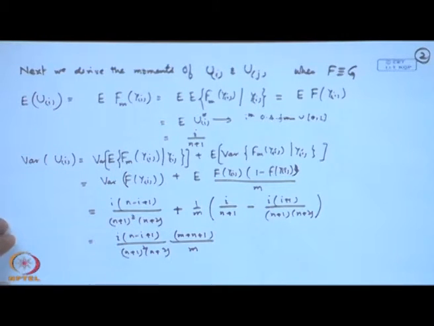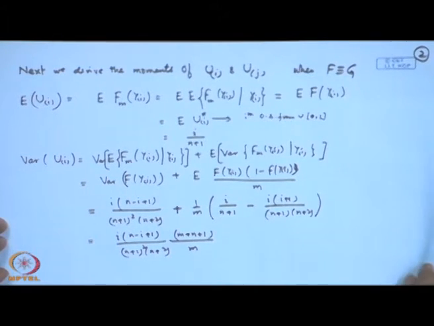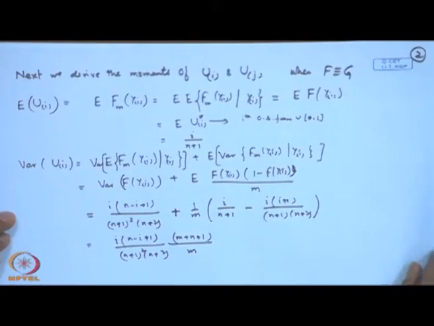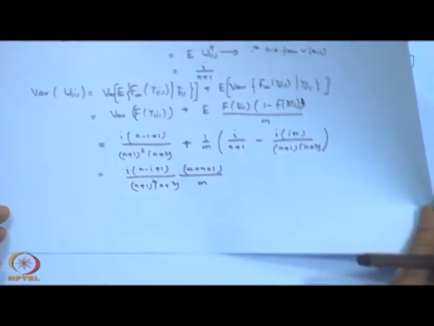So, we are able to derive the mean and the variance of U_i, of course, under the condition that the two populations are the same.